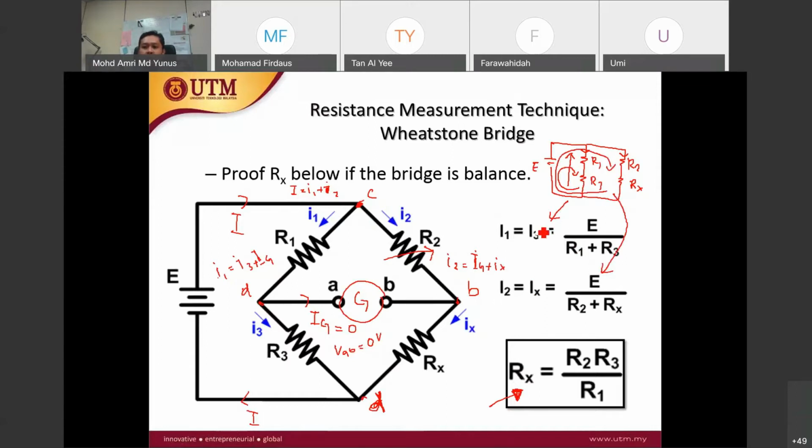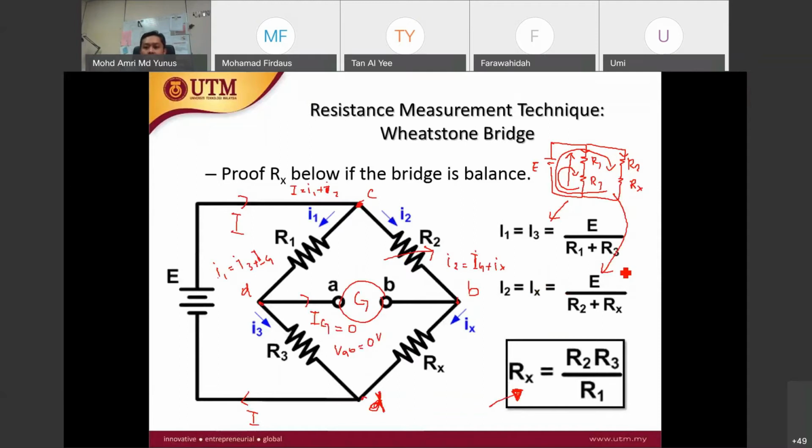Okay, after we get these two equations, we know that I1 is equivalent to I3, which is equivalent to E over R1 plus R2. And next, we know that I2 is equivalent to Ix, which is equivalent to E over R2 plus Rx. Now you have two equations.